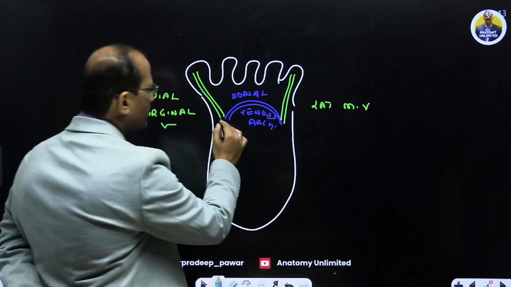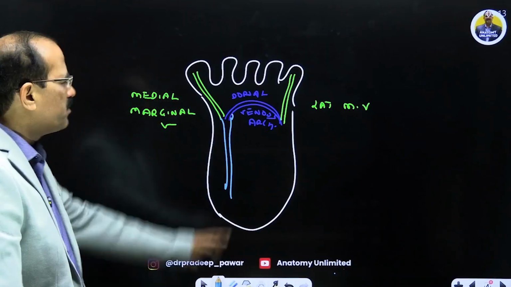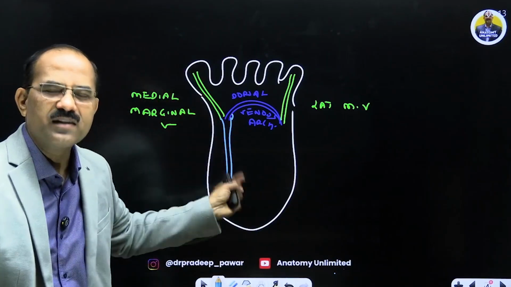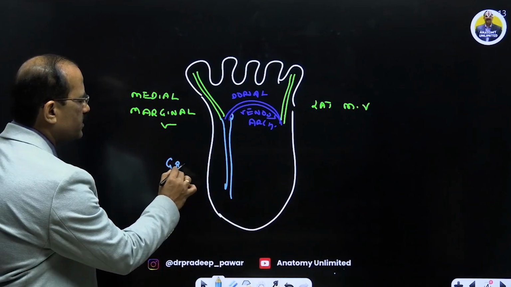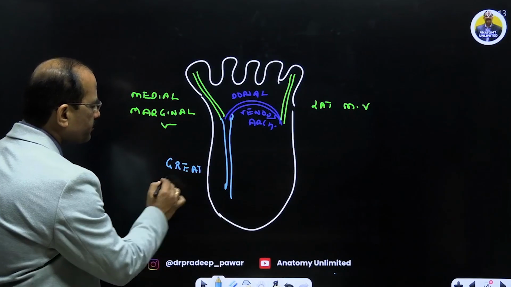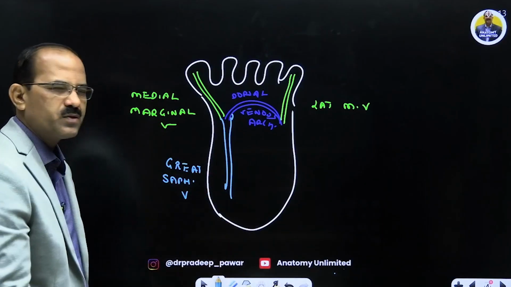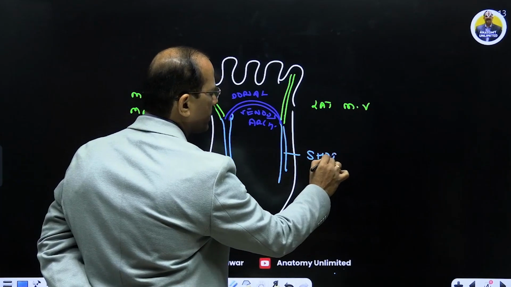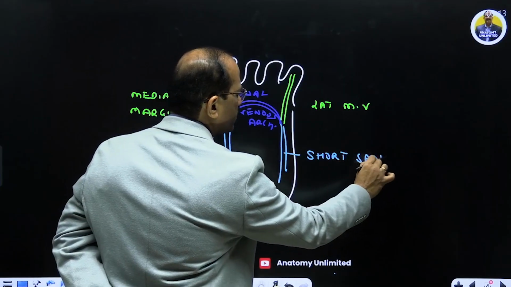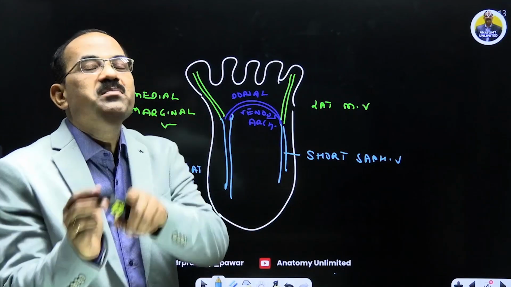So medial marginal vein joins with the medial end of the dorsal venous arch. ठीक है? Medial end of the dorsal venous arch के साथ ये medial marginal vein join होती है, and this is the great saphenous vein. Great saphenous vein या long saphenous vein, anything will do. What is this vein? That's a short saphenous vein. Short saphenous vein.